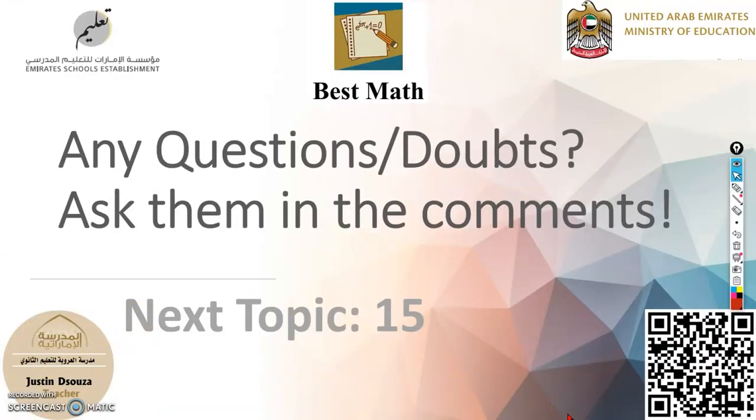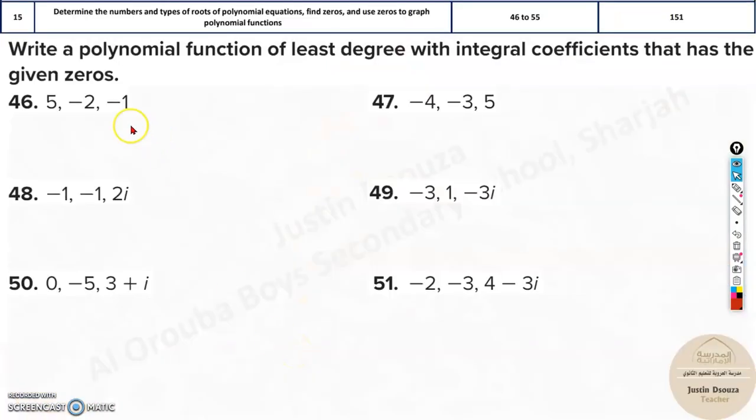The 15th topic is an interesting topic where we have been given the zeros, and then we need to see which is the polynomial function, the least polynomial function. So there are plenty of ways to do this. Now, one thing is, if this is 0, that is x is equal to 5, you can take it inside. The factor would be x minus 5. Then x plus 2.